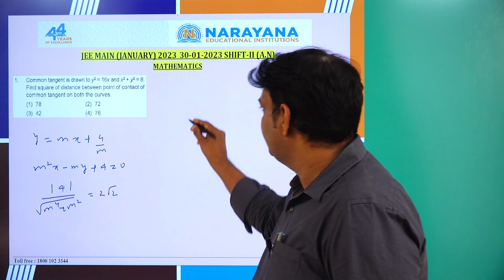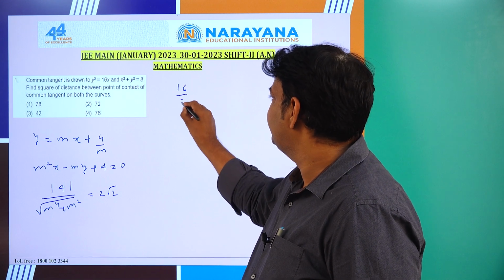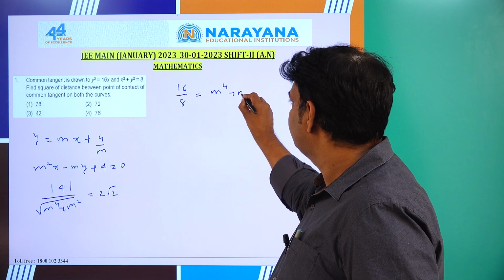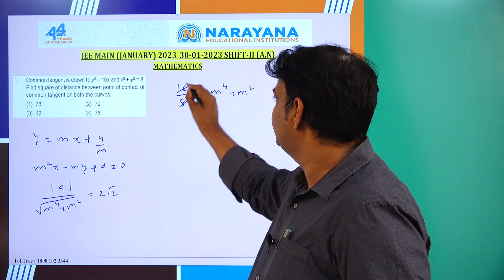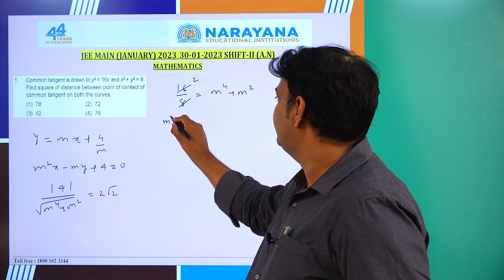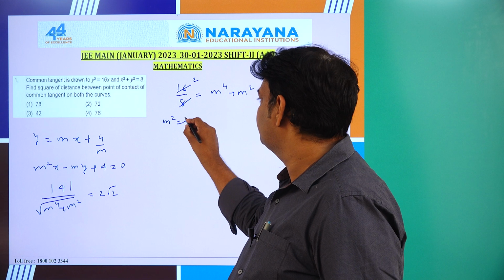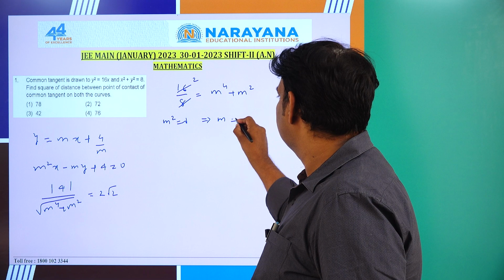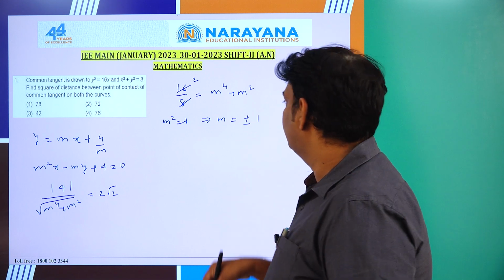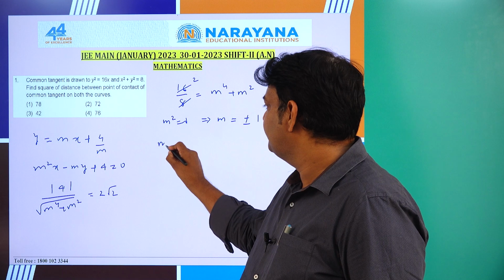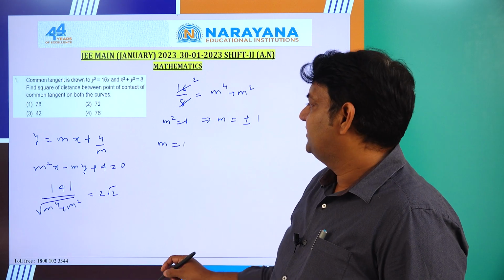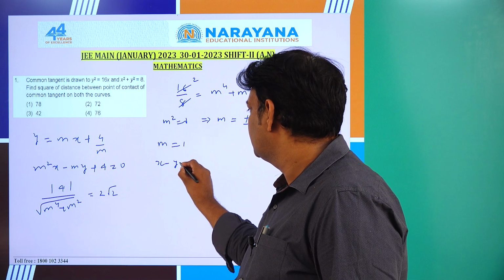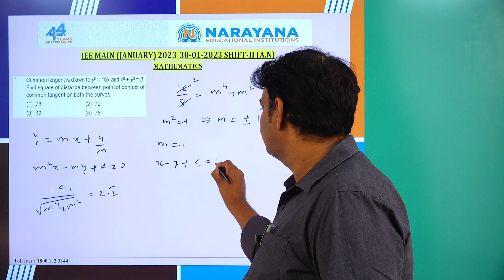Squaring on both sides, we will get 16 by 8 is equal to m power 4 plus m square, 8 ones, 8 twos. So clearly the value of m square is 1, which means m is plus minus 1. Let us take the first value of m, suppose m equal to 1, then the equation of the tangent we get is x minus y plus 4 equal to 0.